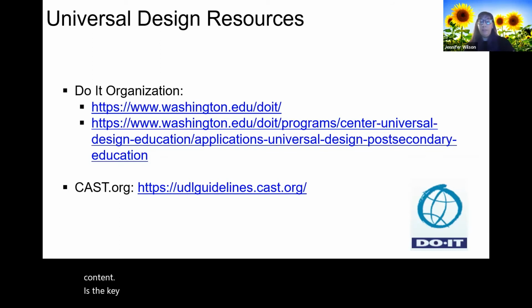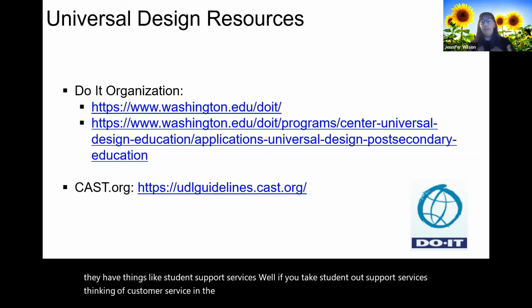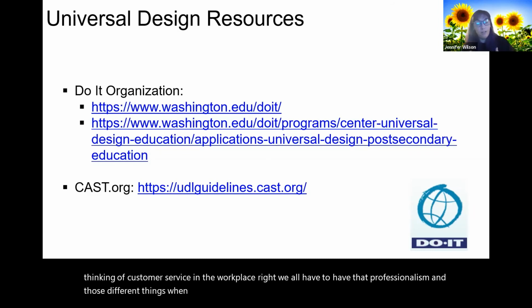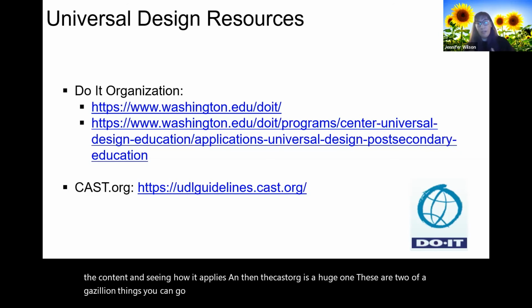So I specifically picked areas related to universal design in college settings, but they have things like student support services. Well, if you take student out, support services, think of customer service in the workplace, right? We all have to have that professionalism when we're welcoming walk-ins or clients or whatever. So again, it's taking the content and seeing how it applies. And then cast.org is a huge one. These are 2 of a gazillion things you can Google. If you put in UDL, you're going to get a lot of things. These are the 2 basic ones and the most information I gather from there.